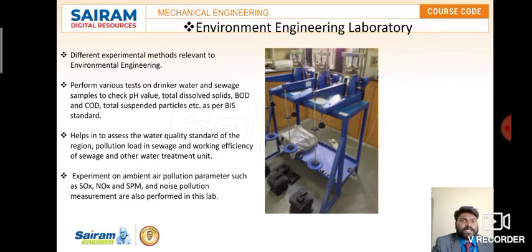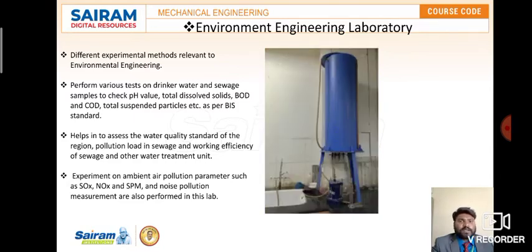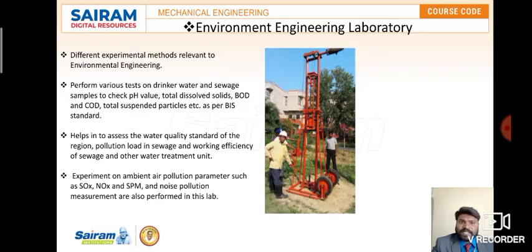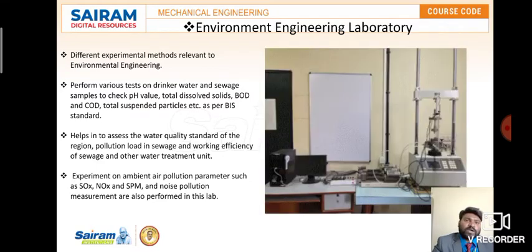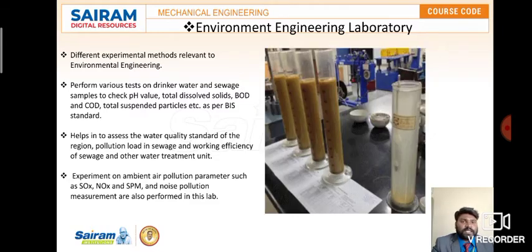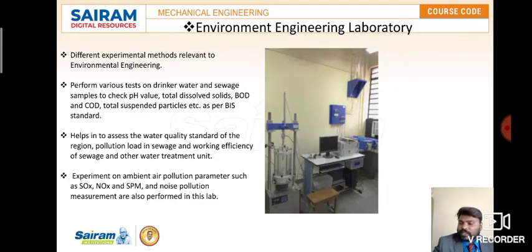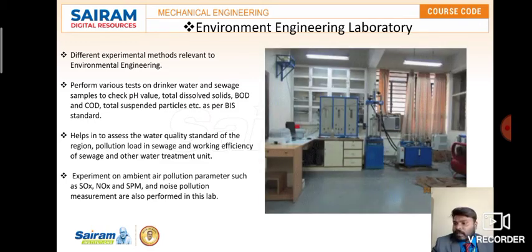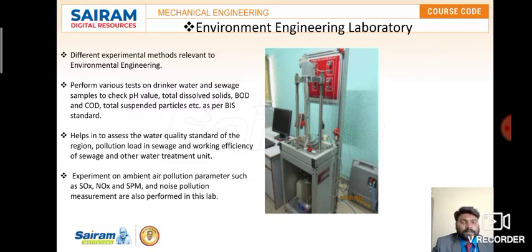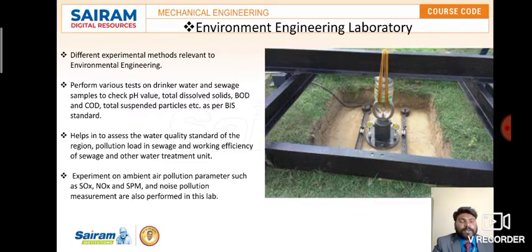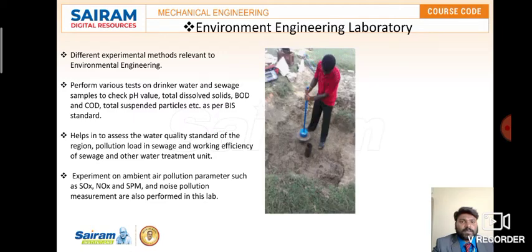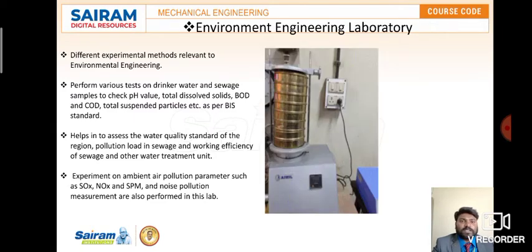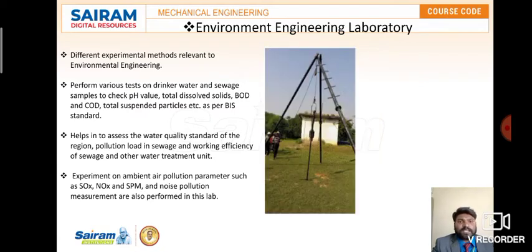So different experimental methods will be done relevant to environmental engineering, and different tests will be done for drinking water and sewage samples, checking the pH values and total dissolved solids, biochemical oxygen demand and chemical oxygen demand, that is BOD and COD, and what total suspended particles are present in the water, as per BIS standards.